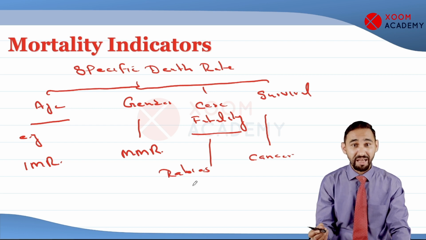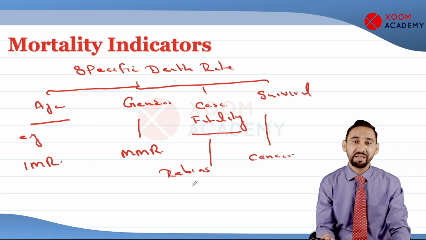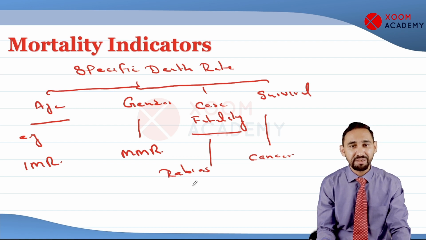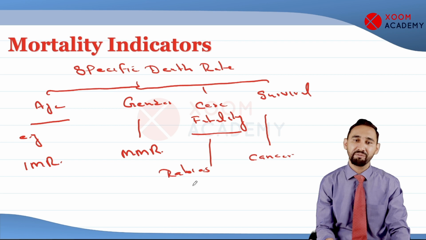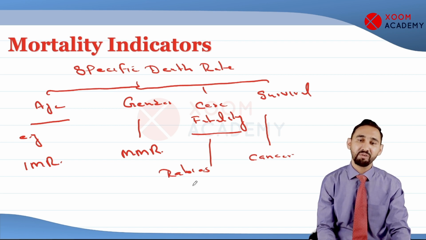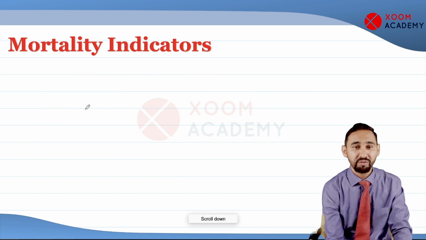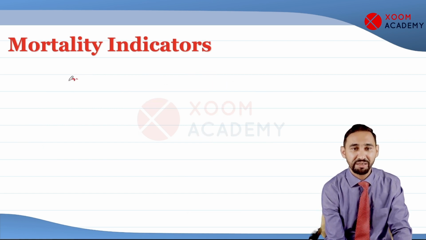There is an SAQ that asks you to enumerate various specific death rates. Your answer should be age specific, gender specific, case fatality, and survival rate. You can give examples of infant mortality rate, maternal mortality rate, case fatality due to rabies, and survival due to cancer. Now we will discuss standardized mortality rates.